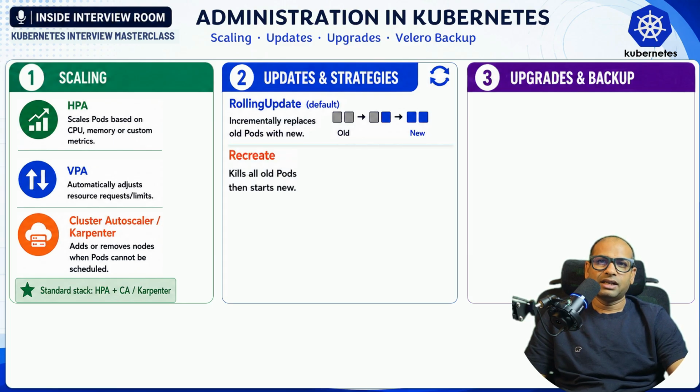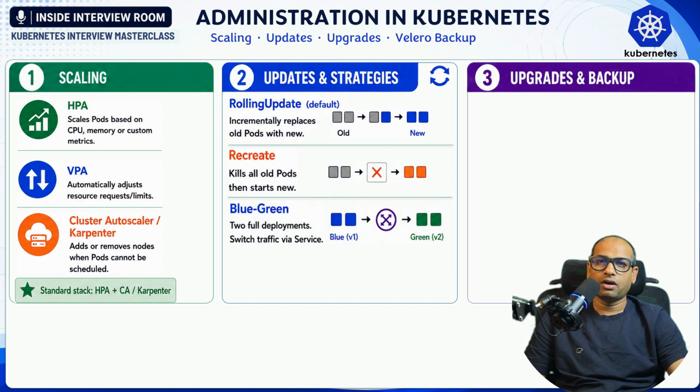Recreate kills all old pods, then starts new ones. Blue-green uses two full deployments, and you switch traffic via the service from blue to green. Canary deployment sends a small percentage of traffic to the new version.